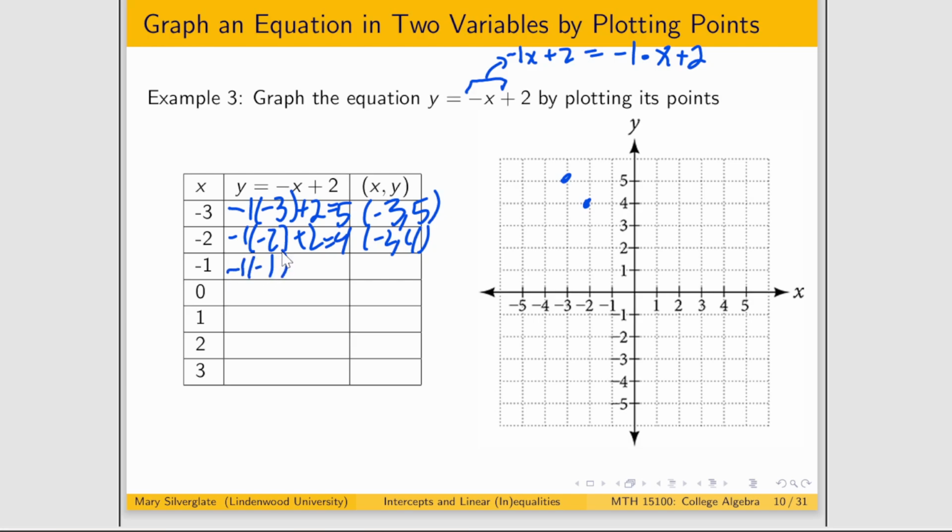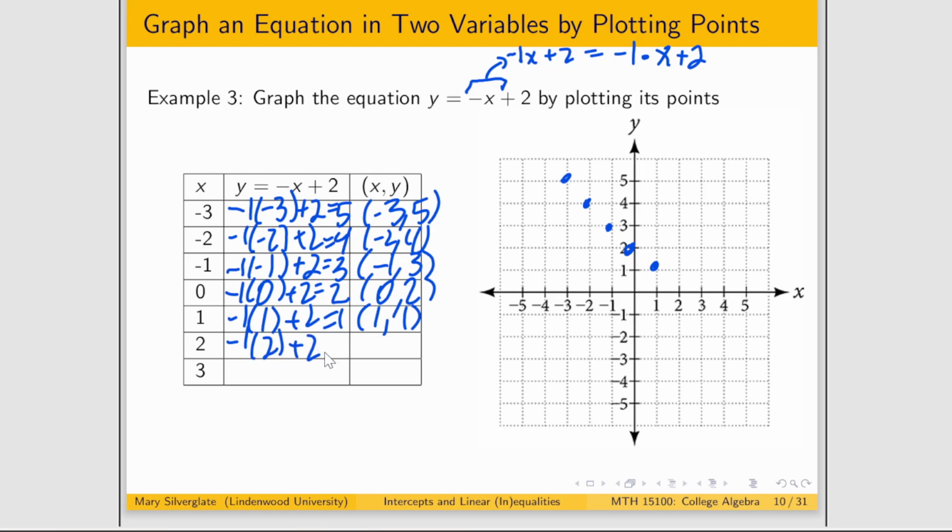If we have -1 times -1 plus 2, that gets me -1 times -1 is 1, plus 2 is 3. So -1, 3. If I plug in 0, well, even a negative times 0 is still 0, so 0 plus 2 gets me 2. I have the point 0, 2, and that is again a y-intercept. If I plug in 1, -1 times 1 is -1 plus 2 is +1, so this graph also happens to have the point 1, 1. If I plug in +2, well, -1 times +2 is -2 plus 2 is 0.